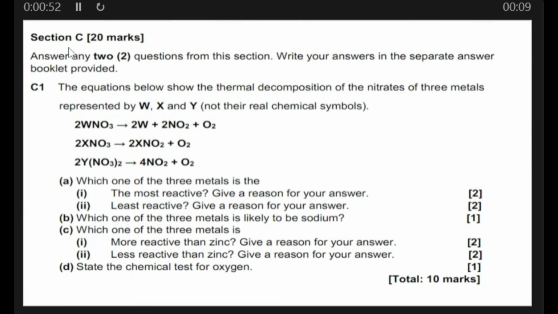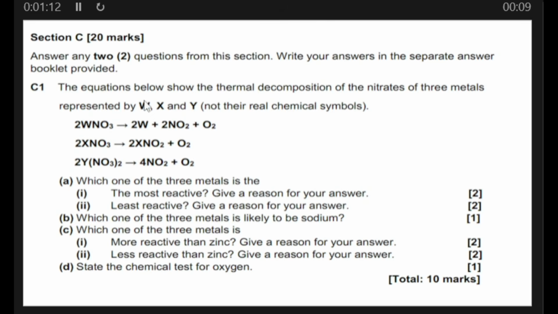Alright, so this is section C, 20 marks. Answer any two questions from this section. Write your answers in the separate answer booklet provided. C1, the equations below show the thermal decomposition of the nitrates of three metals represented by W, X, and Y, not their real chemical symbols.